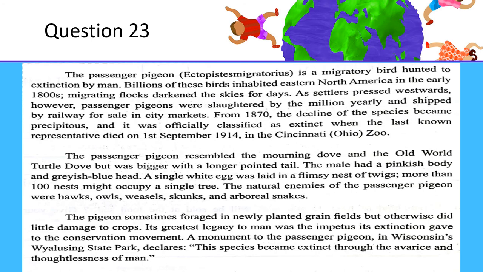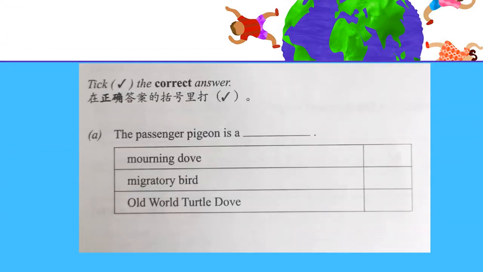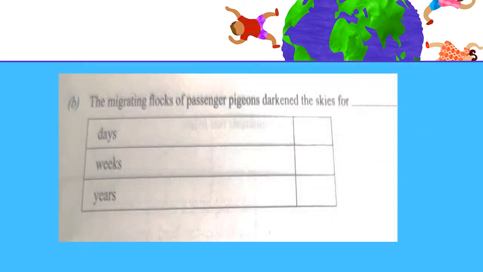Let's move on to question 23. Read this passage, then we'll find the answer, okay? The passenger pigeon is A. The answer here is migratory bird. Migrate means they move around, they fly around. You can find this in the first paragraph, T1. Migrating flocks of passenger pigeons darkened the skies for days. This one also, you can find the answer in T1.